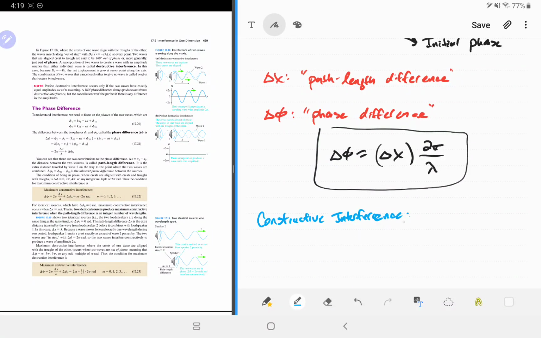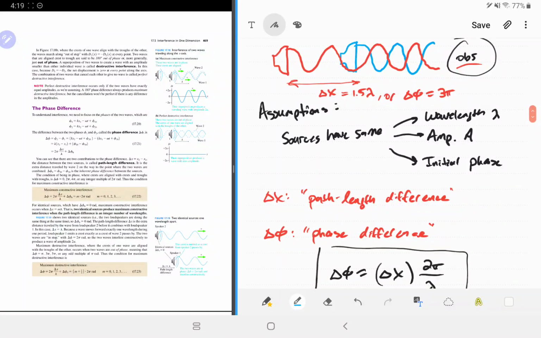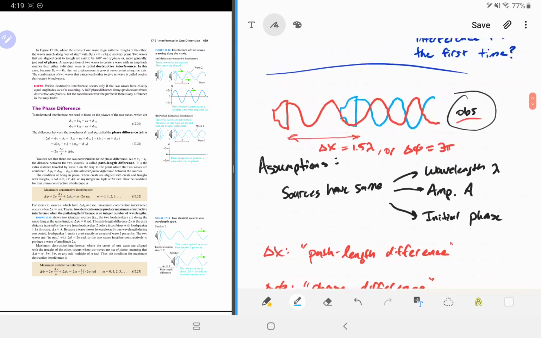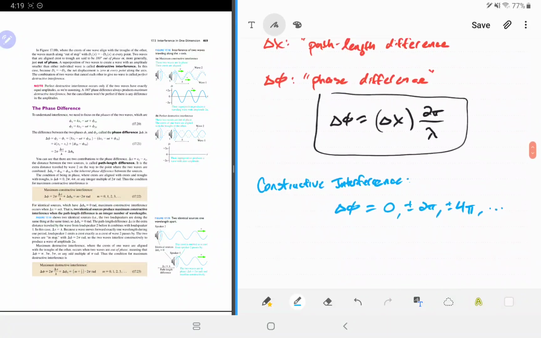This happens when the phase difference is equal to 0, plus or minus 2 pi, plus or minus 4 pi, etc. So any even integer multiple of pi, and you get that the waves would be on top of each other, and they would add constructively. So the sound would sound a lot louder than just from one of the sources.